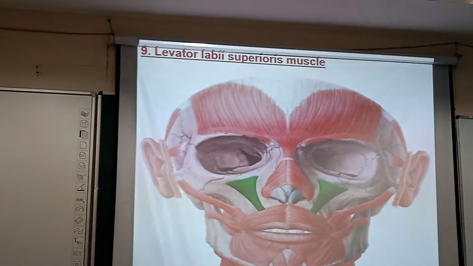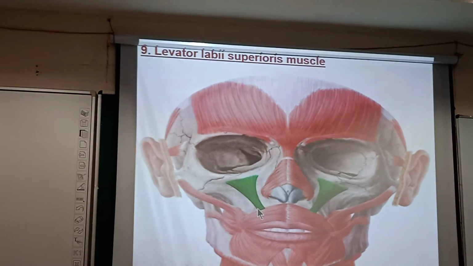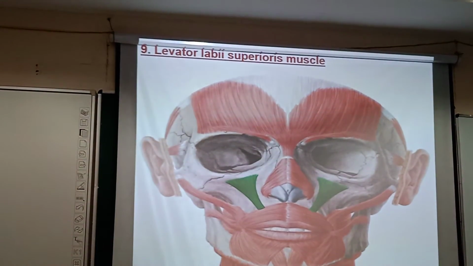Coming to levator labii superioris. It is also known as caninus muscle. It takes its origin from the medial part of the infraorbital margin. This is the infraorbital margin, and from its medial part it takes its origin and gets inserted into the skin of the upper lip. Levator labii superioris.